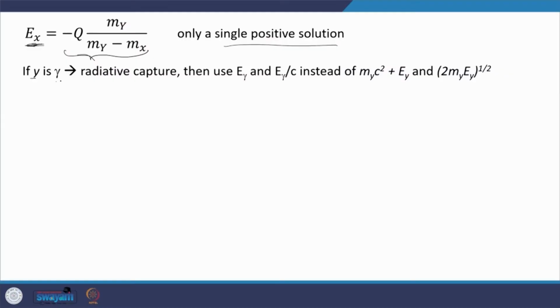Let us see. If the ejectile is a gamma ray, then we call this reaction a radiative capture. Now, use the energy of the gamma in place of the total energy of the ejectile, that is the rest mass of the ejectile plus the kinetic energy of the ejectile. Wherever we have earlier used this rest mass plus kinetic energy of the ejectile, you have to replace it with the energy of the gamma. And the square root of 2 m E for the ejectile has to be replaced with the energy divided by the velocity of light.